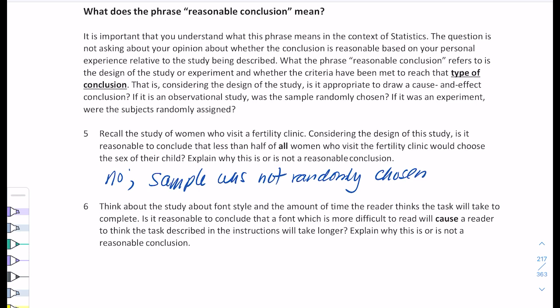Think about the study about font style and the amount of time the reader thinks the task will take to complete. Is it reasonable to conclude that a font which is more difficult to read will cause a reader to think the task described in the instructions will take longer? Explain why this is or is not a reasonable conclusion. For this one, I would say yes, because the researchers randomly divided the 20 student groups.